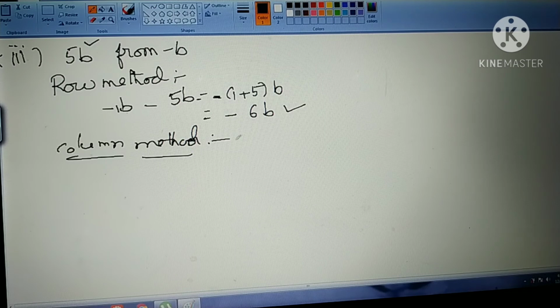Now see this column method. From which number you have to subtract this one? From which algebraic expression? Minus b, from which you have to subtract 5b. So what is the mathematical operation we are doing here? Subtraction. Now for subtraction, what we have to do? We have to change the signs of the last algebraic expression. Here we have plus, so I am writing it as minus.